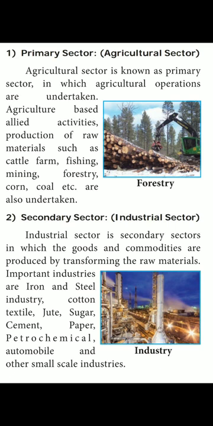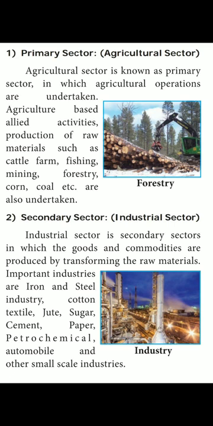In this sector, agricultural operations are undertaken. Production of raw materials such as cattle farm, fishing, mining, forestry, corn, coal, etc. are also undertaken under this agricultural sector. So the agricultural sector includes fishing, mining, forestry, coal, cattle farm, production of raw materials, all these things come under this primary sector or agricultural sector.